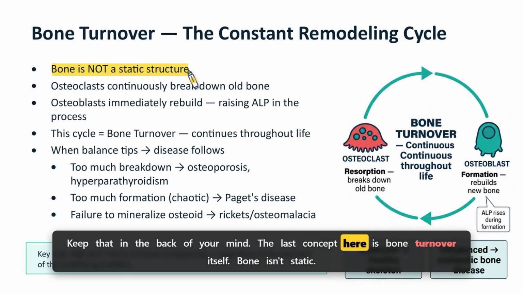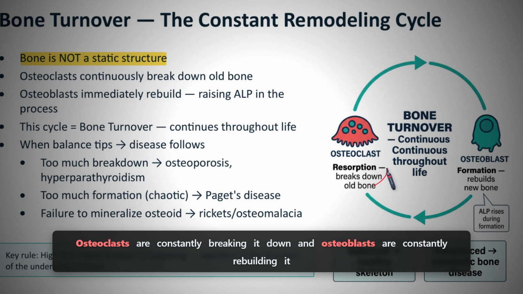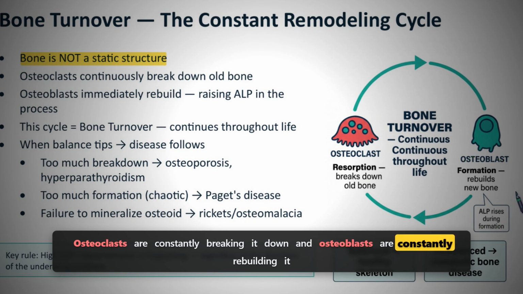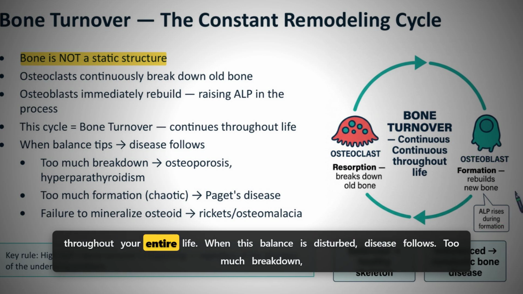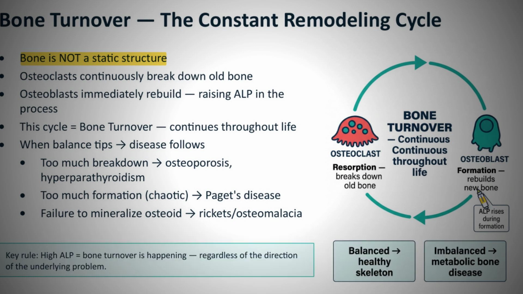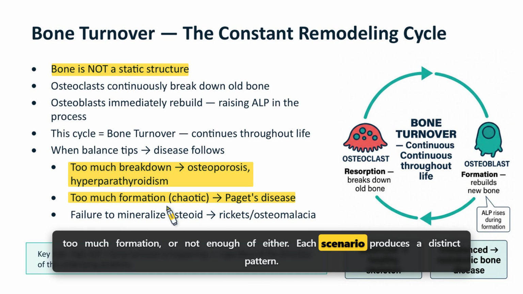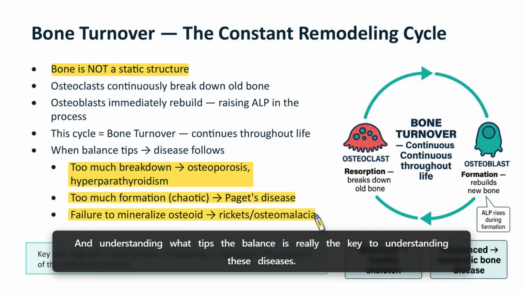The last concept here is bone turnover itself. Bone isn't static. Osteoclasts are constantly breaking it down and osteoblasts are constantly rebuilding it throughout your entire life. When this balance is disturbed, disease follows. Too much breakdown, too much formation, or not enough of either. Each scenario produces a distinct pattern. And understanding what tips the balance is really the key to understanding these diseases.